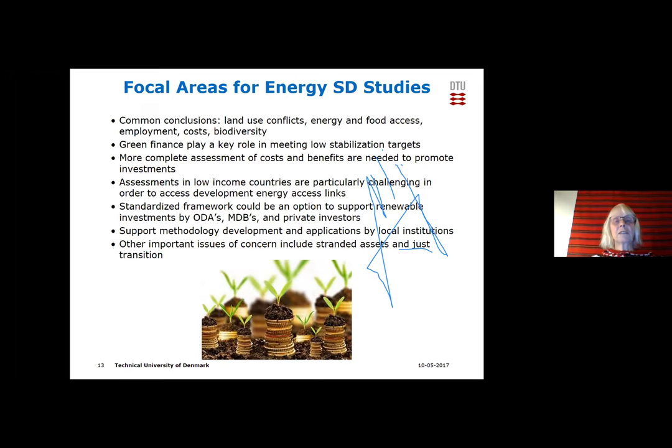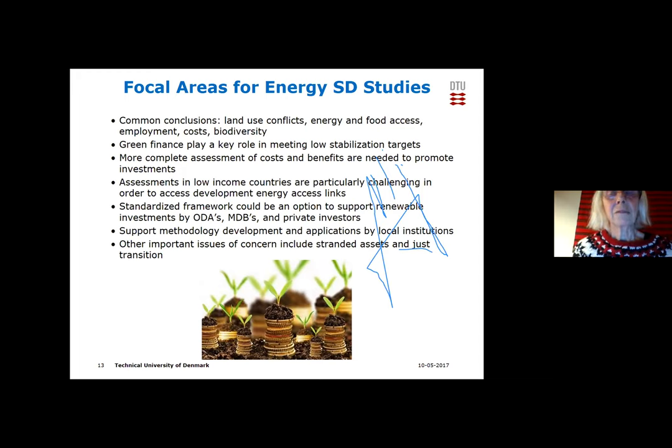We should make a more complete assessment of the cost and benefits of different renewable energy facilities in developing countries, because you need to make them ready for finance. And this also means that the risk of the investment has to be uncovered, you could say. And also that you have to use maybe some more standardized frameworks. It's not easy, because there's a lot of literature also showing it's not enough to just give access to energy. You need more in order to generate income.